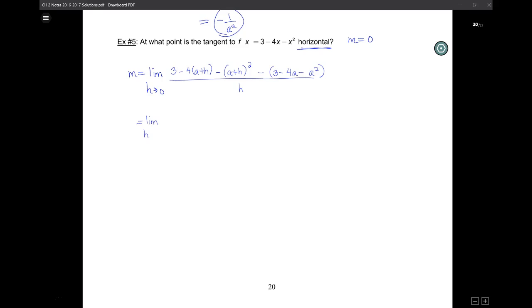So what do we have? We have 3 minus 4a minus 4h minus a squared minus 2ah minus h squared minus 3 plus 4a plus a squared. All that over h. And now the canceling begins.